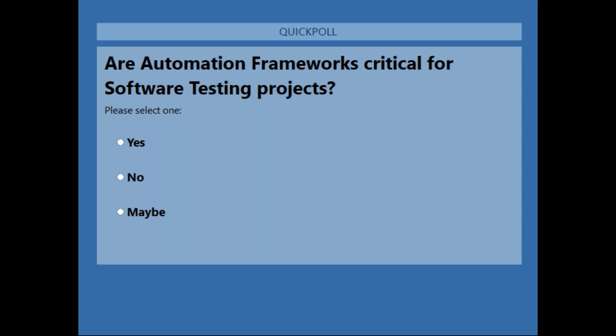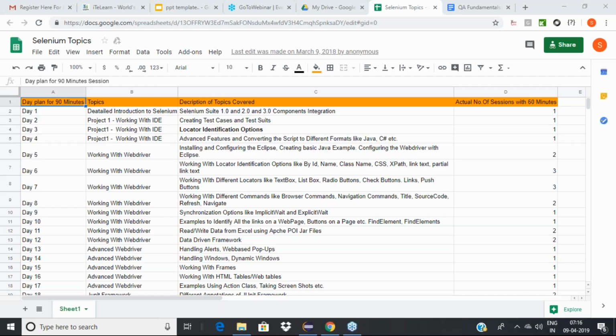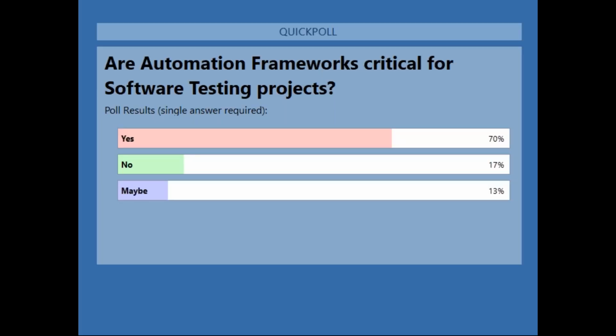So 65% of you believe, okay, let me close this. Okay, so 70%, let me share this. 70% of the people say yes, frameworks are critical, and 17% say probably no, and then 13% say maybe. The maybe people have not really experienced the question, so we can still consider them part of the yes, because I can assure you it's important.